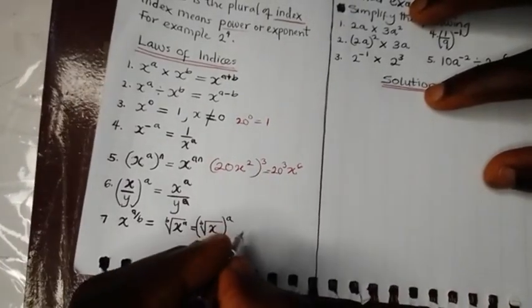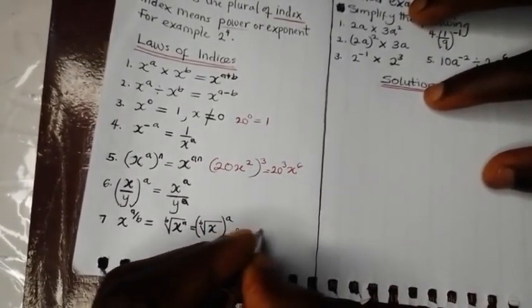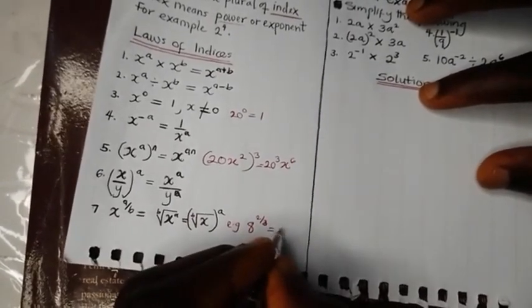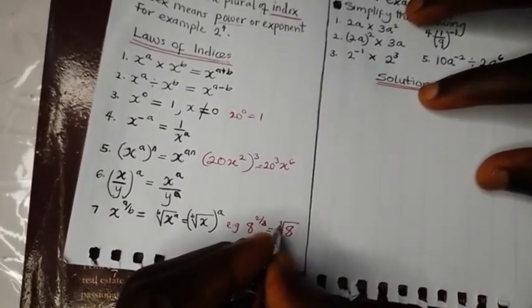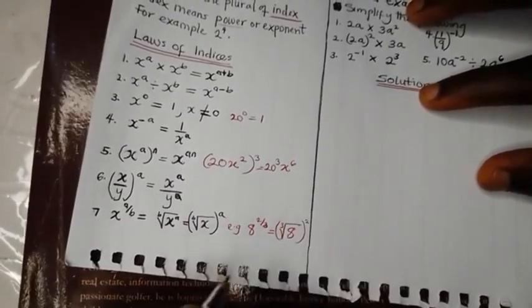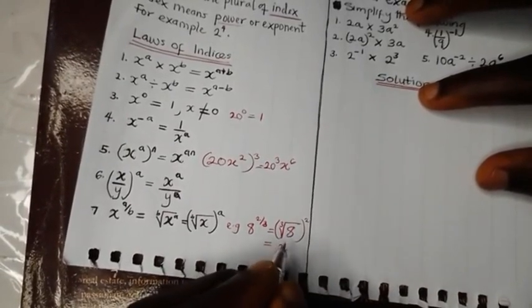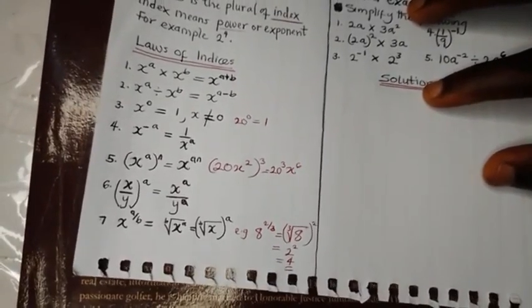And so on. For example, let's say we have 8 raised to power 2 over 3. This is simply the same thing as the cube root of 8, all squared. Cube root of 8 is 2, so 2 squared gives us 4. So take note of this.